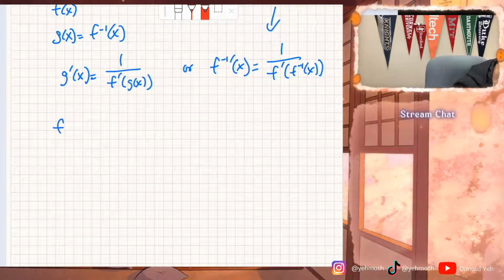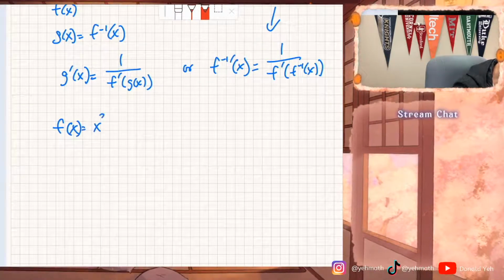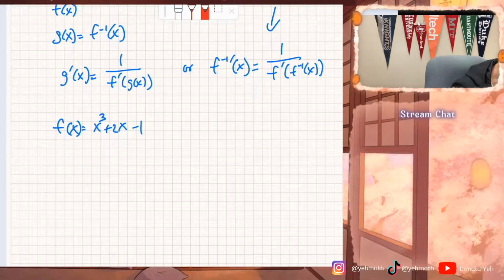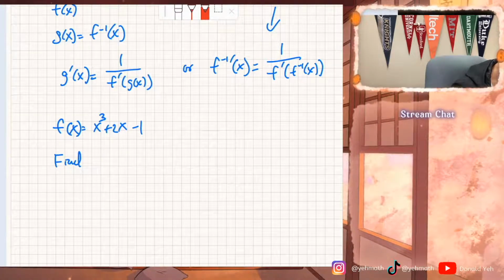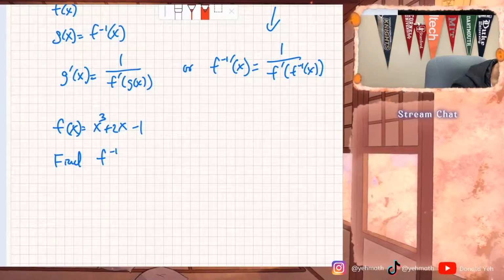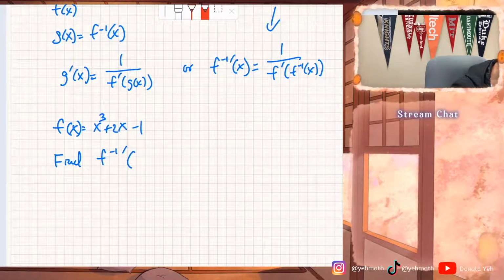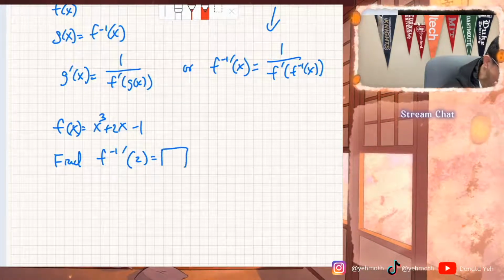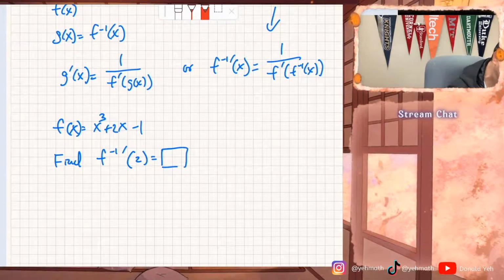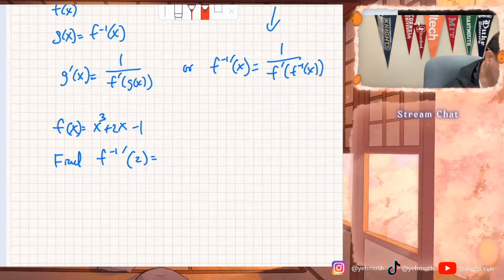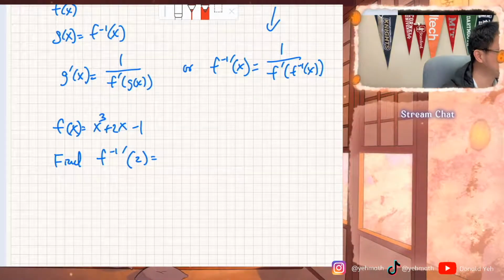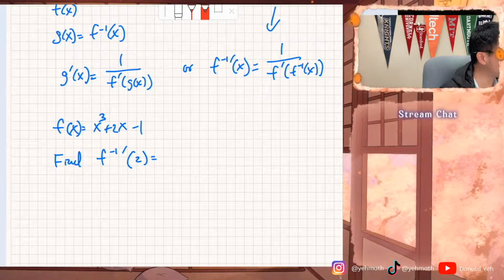They say, hey, I have f of x is equal to x cubed plus 2x minus 1. And the question is going to say, can you find f inverse prime at 2? F inverse prime at 2. They didn't want to give you f prime at 2. They want f inverse prime at 2.